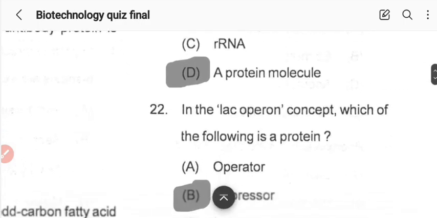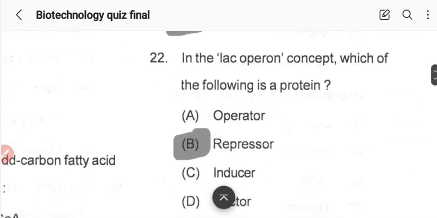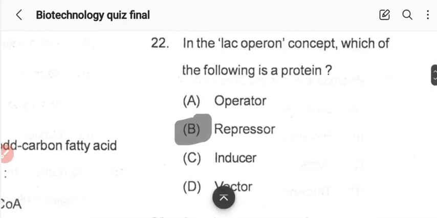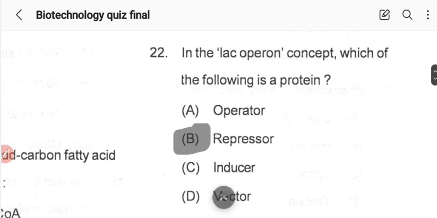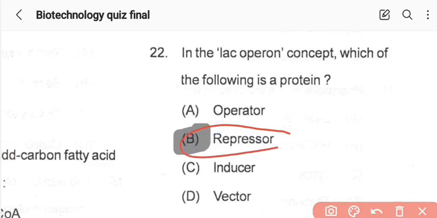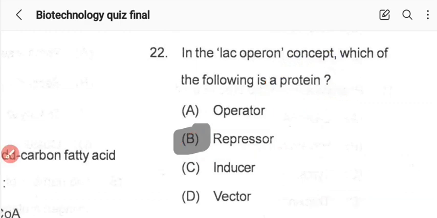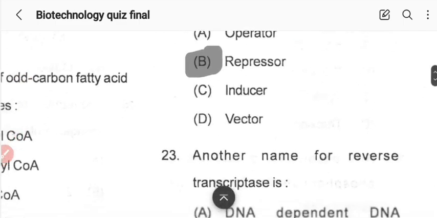Okay, next questions. In the lac operon concept, which of the following is a protein? See, in lac operon there are different parts. There is an operator, inducers, all these things, and there is also a repressor part which acts as a switch. When we switch on TV or light, like that, there is a switch kind of things which is also called as repressor, and it is nothing but a protein in the cell. This has happened in E. coli or bacterial cells.